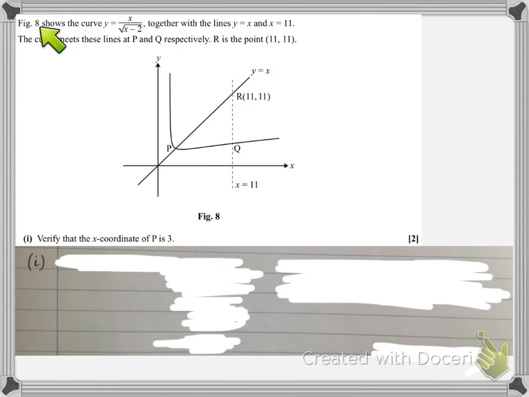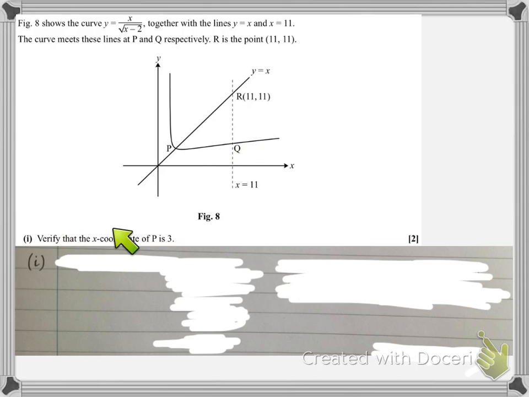So if we take a look at the information we're given, we've got a curve with its equation, y equals x over the square root of x minus 2. We've got the lines y equals x, which is labelled here, and x equals 11. So that's a line parallel to the y-axis going through 11 on the x-axis. We're told that the curve meets the lines at P and Q respectively, so P is where the curve meets y equals x, and Q is where the curve meets the line x equals 11.